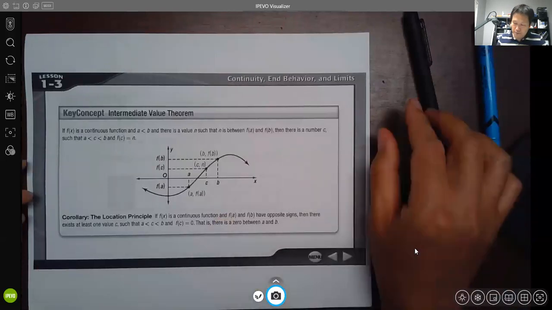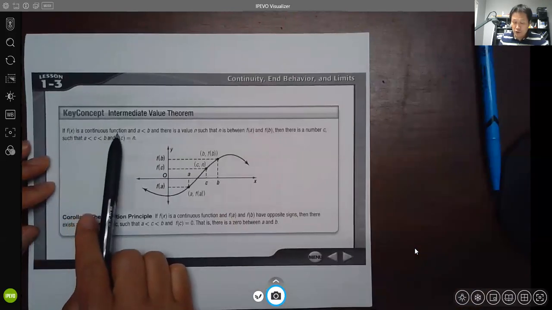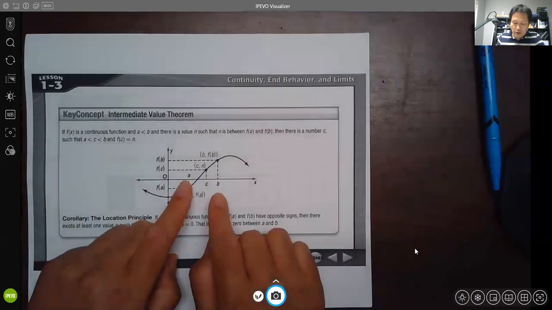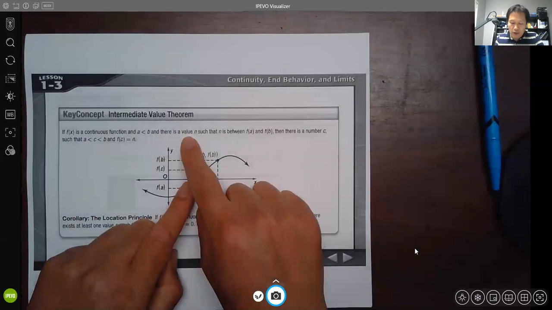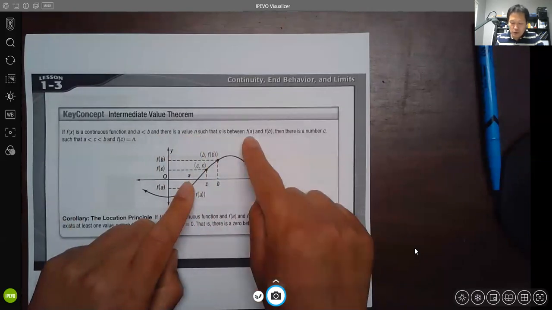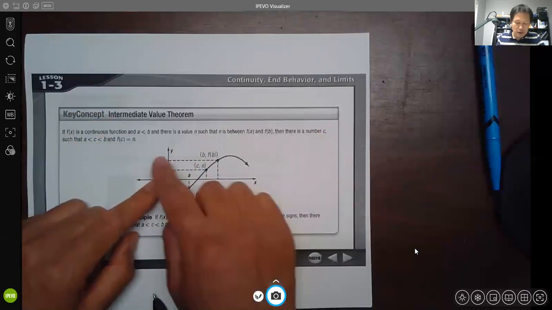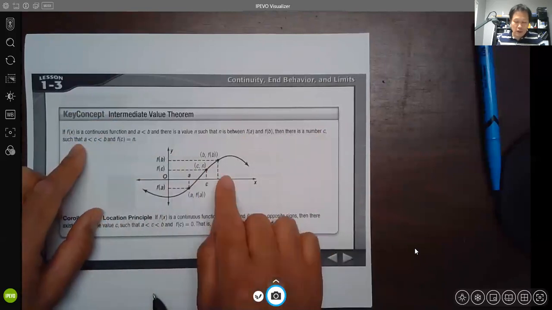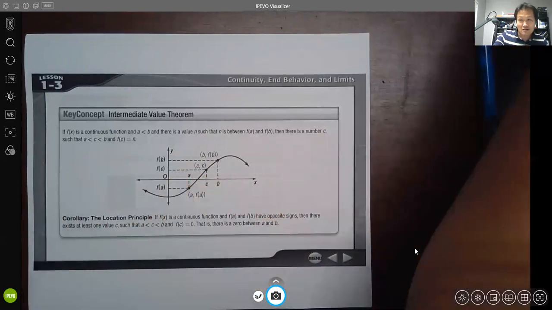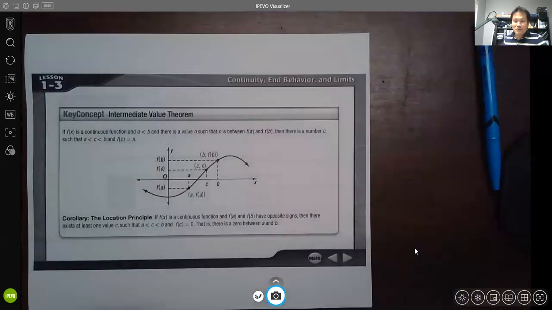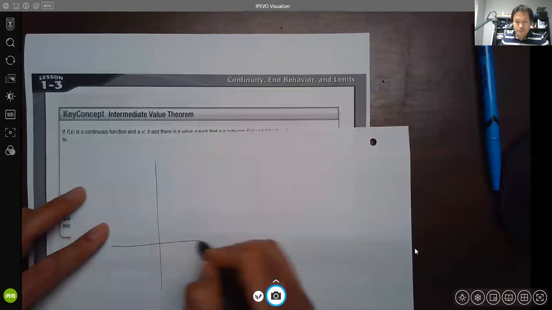Intermediate value theorem. If f of x is a continuous function, and x value a is less than b, and there is a value n such that n is between f of a and f of b, then there is a number c between a and b whose matching value is f of c. It's very mathematical. You might say, wow, that's hard to understand. So basically, this is what they're saying.